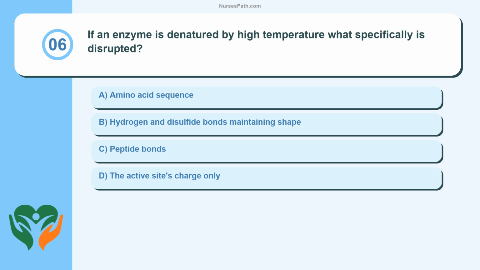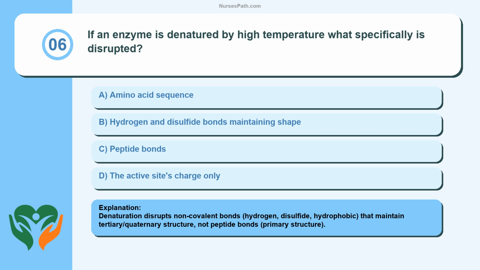Question 6. If an enzyme is denatured by high temperature, what specifically is disrupted? Amino acid sequence. Hydrogen and disulfide bonds maintaining shape. Peptide bonds. The active site's charge only. Denaturation disrupts non-covalent bonds, hydrogen, disulfide, and hydrophobic, that maintain tertiary and quaternary structure, not peptide bonds or primary structure.